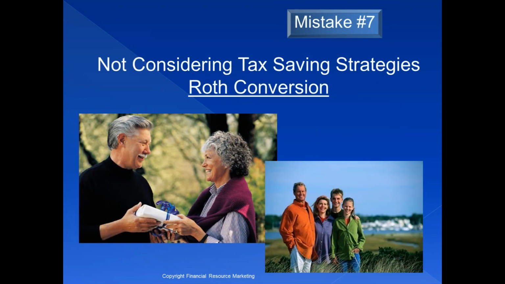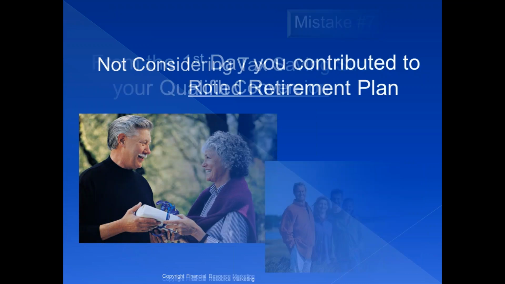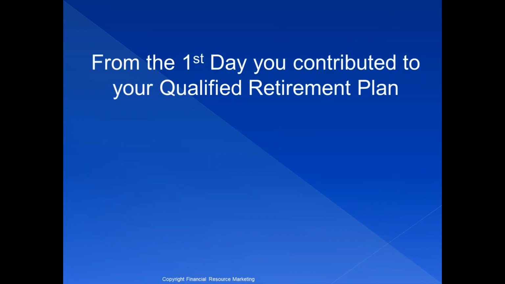I'm going to move right on to mistake number 7, and that's not considering tax-saving strategies. Now, there are 2. One of them is converting your IRA into life insurance and using arbitrage loans to create tax-free income. And the second is the Roth conversion. Again, in the book, I mentioned both thoroughly. But for today, for the sake of time, I'm going to talk about the Roth conversion. So here's how this works.